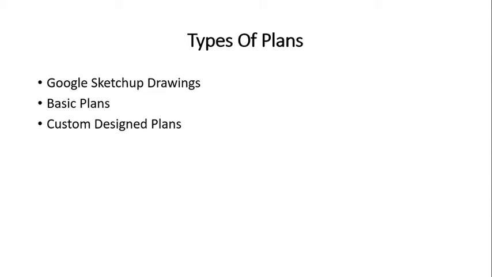So what types of plans do we have? Well, there's basically three types. There's Google Sketchup drawings, which you can download directly from a file, and then you can edit them and do what you got to do with them. There's basic plans, which usually come as a PDF file on your computer, and you can scroll through them and print what you need to. And then there's our custom design plans, which are basically created from scratch.